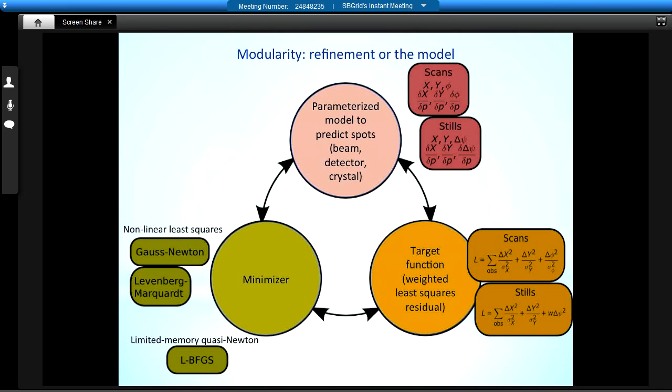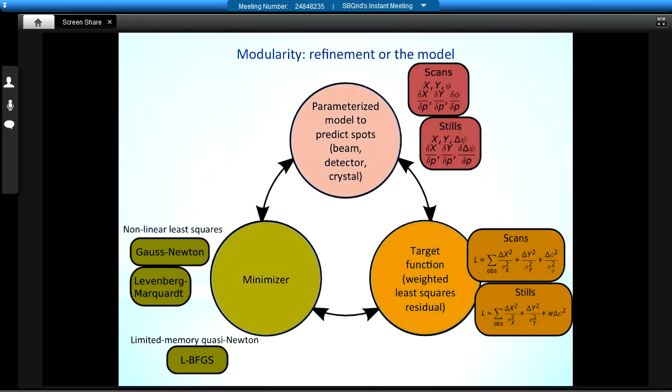Now, what I've just described is for a normal rotation data set that you get at a synchrotron, where you rotate the crystal along the phi axis. Well, what about for XFEL work, where we take still shots? Well, there, the target function is a little bit different. So we have an ability in DIALS to have either a target function for scans or a target function for stills. And then the minimizer that we use is designed to be appropriate for the situation.